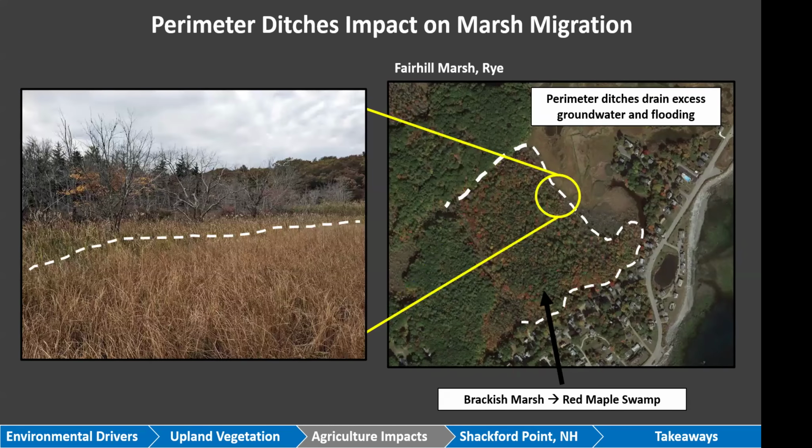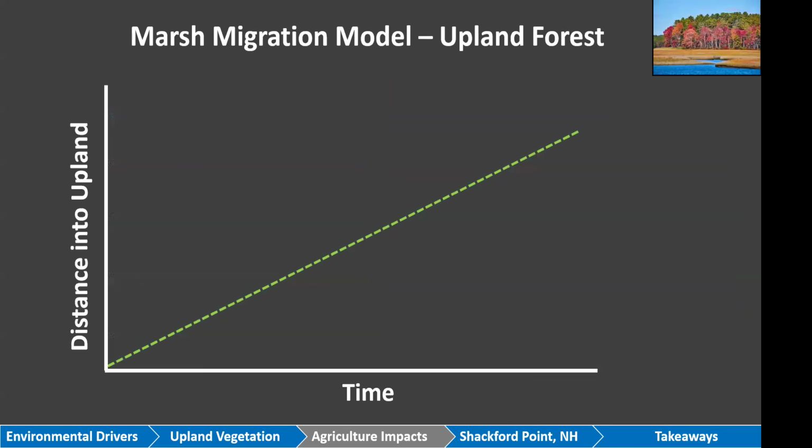And again, you can see that perimeter ditch in front of it as well as where the line of cattails are. You can't see the ditch itself, but where that line of cattails is, there's a nice little drop off of a small ditch as well. So why am I bringing up these farmers in the marsh and all these impacts? Well, what we're realizing is that this old agricultural infrastructure that's been abandoned, but still maintaining its function somewhat, is actually delaying marsh migration. So if you want to think of this red maple swamp idea, it's an upland forest.